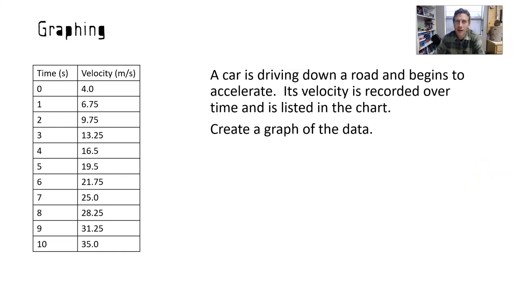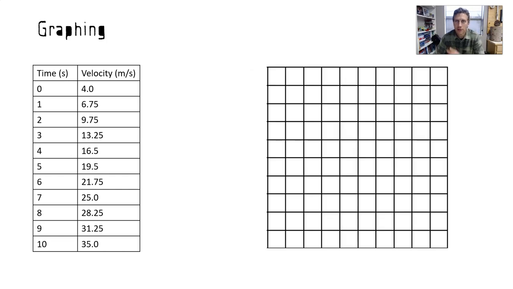We got time, velocity. It says a car is driving down a road and begins to accelerate. Its velocity is recorded over time and is listed in the chart. Create a graph of the data. We can do that. So here is our grid, and we make good graphs.